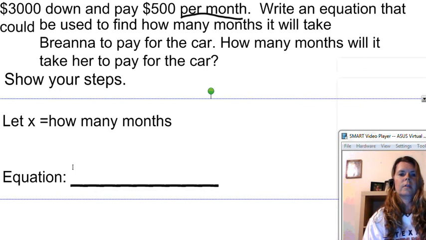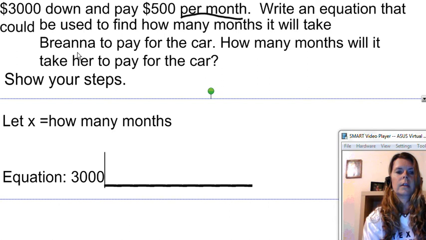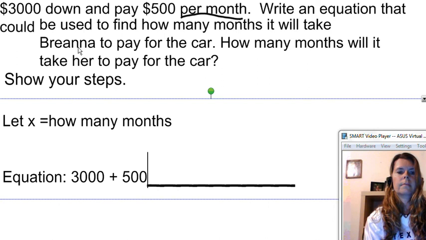I moved the equation down here. Okay, so let's write your equation. So you start with whatever the amount of money you start with. So the amount of money we started with is $3,000, so 3,000, and then we pay 500 per month. So plus 500. Now if it was 1 month, you'd say times 1. If it was 2 months, you'd times by 2. If it was 3 months, you'd times by 3.